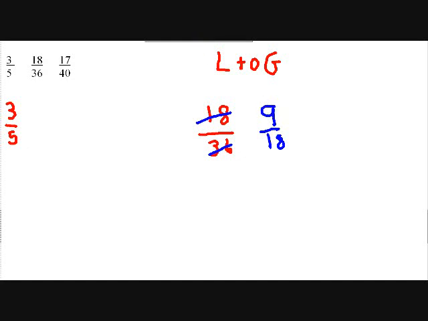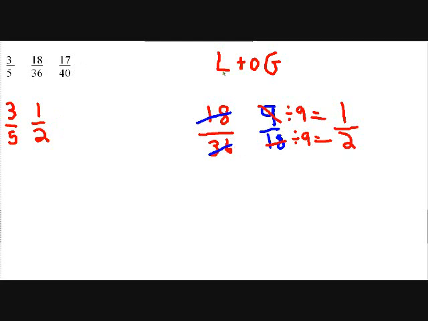Well, I happen to know that 9 and 18 can both be divided by 9. 9 divided by 9 is 1. 18 divided by 9 is 2. So 18/36 would be the same thing as 1/2. If I have $36 and I give you 18 of it, I have given you half my money. So I'm going to put 1/2 over here.